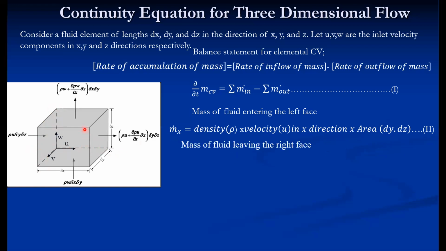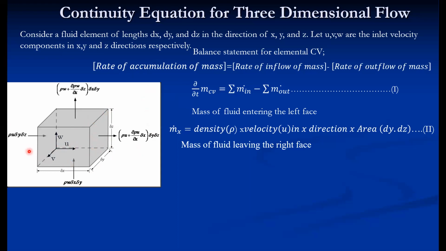Now the mass of fluid leaving the right face. Here we assume that the mass entering the control volume is not equal to the mass leaving the control volume, because we have to show there is some accumulation of mass. So there is some incremental change in the mass flow rate.